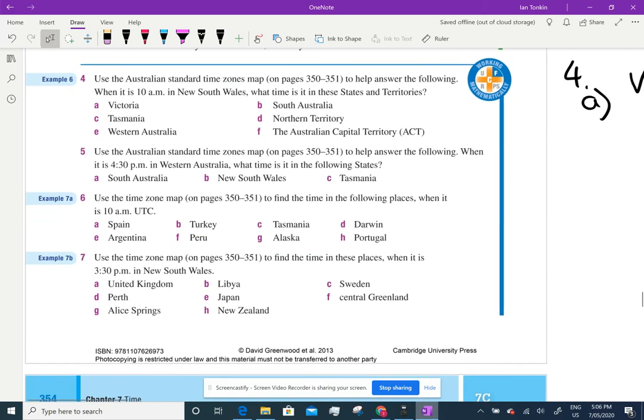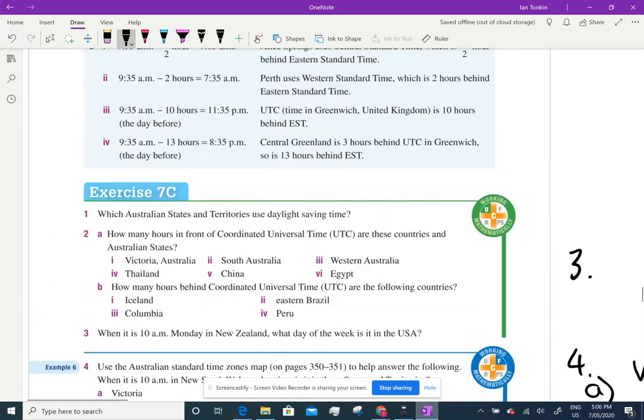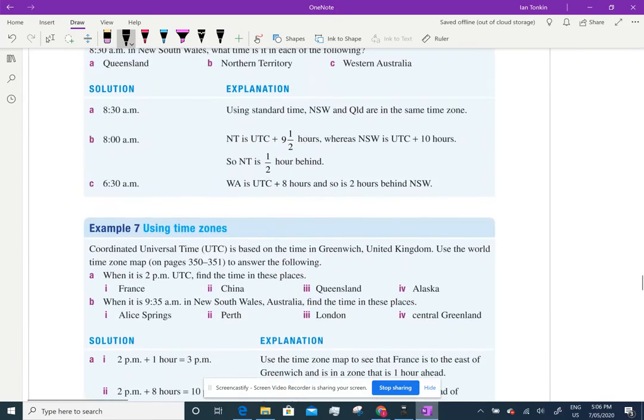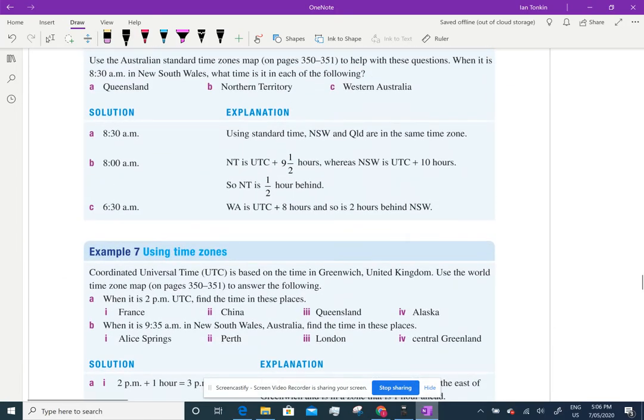So question 4, there's a 10 a.m. Question 5, it's the same. When it's 4:30 p.m. in Western Australia, what is it in the following states? You count forward. Let's take 6 and 7. I'm going to do a couple of these. When it's 10 a.m. UTC, that's Universal Coordinated Time. I think that's what it stands for, Universal Coordinated Time, I'm pretty sure. Let's double check. We want to make sure we're right. Coordinated Universal Time.